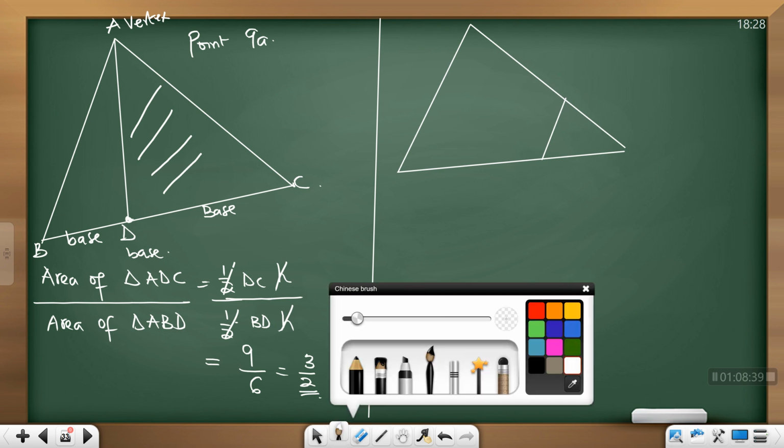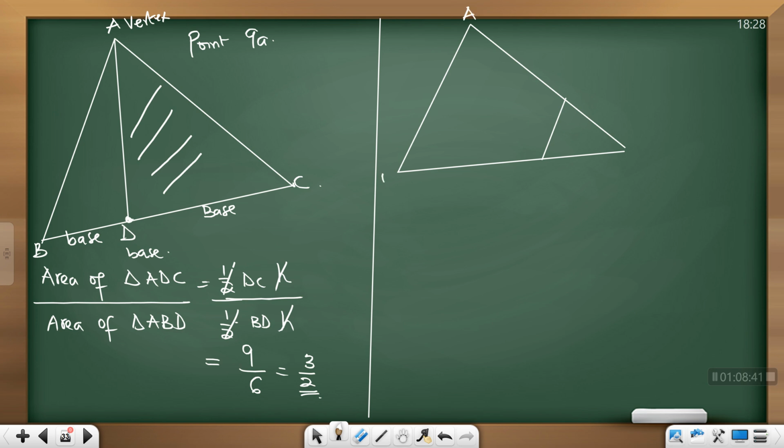What is this? A, B, C, and what is this? T. Was this line like this? No. Yeah. No. Just like this. Doesn't matter that much.